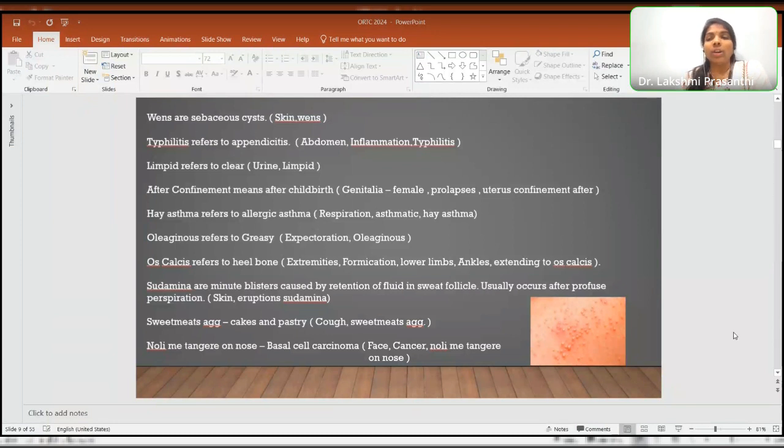Another word is limpid. Limpid basically means clear, and it is given in the chapter urine, limpid.